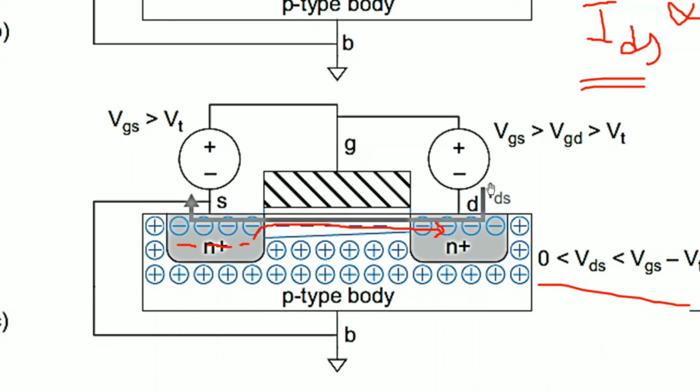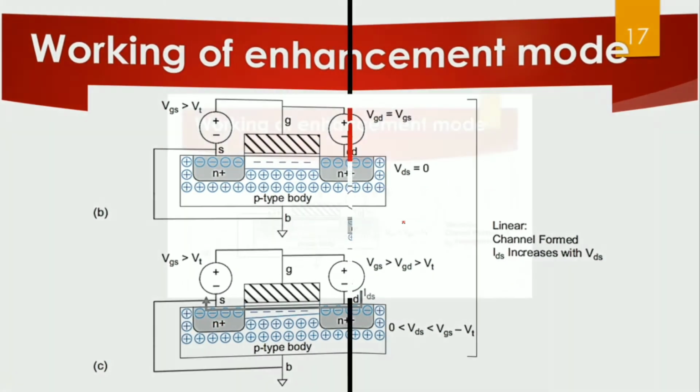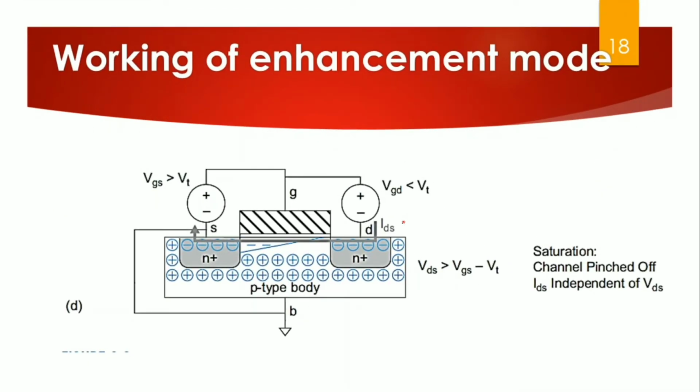That is because as you increase the drain voltage, the width of the channel will reduce near the drain. The third and final stage is saturation. In saturation mode, I have increased the value of VDS to be greater than VGS minus VT. If it is greater than VGS minus VT, then the drain is at a more negative potential.